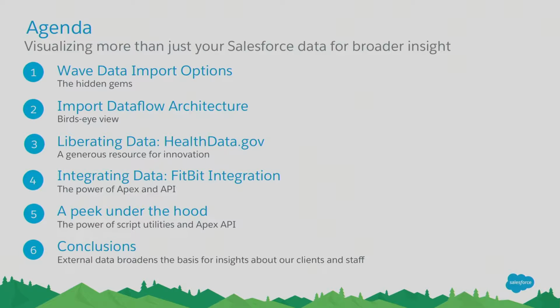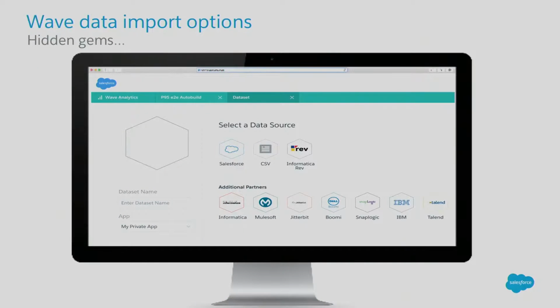And throughout that presentation, we're going to peek under the hood. We might get our hands a little greasy and actually look at some lines of code, but nothing too strenuous. And then we'll cap it off with a discussion about best practices. So when you are trying to import data into Wave, this is the screen that you see. These are the options that you have. And as you can see, there's a lot of commercial adapters available for that, and every release there are more and more, making it easier to get external data into Wave.